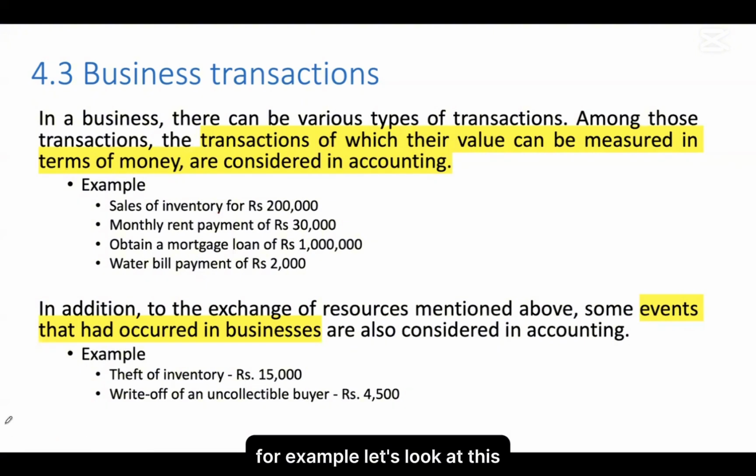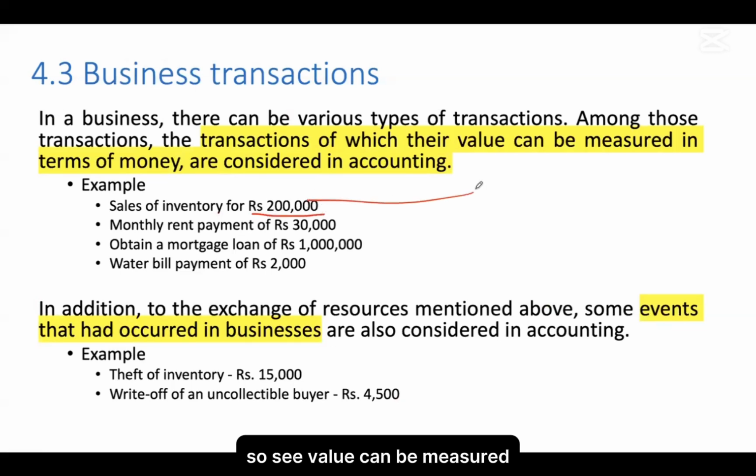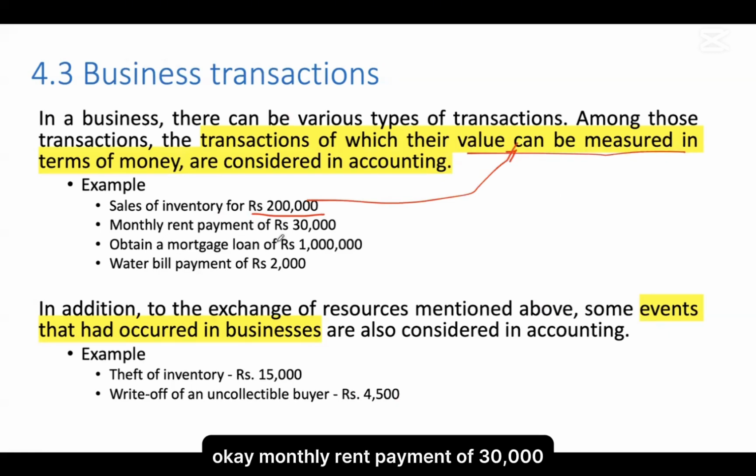For example, let's look at the sale of inventory for rupees 200,000. See, the value can be measured. Monthly rent payment of 30,000, obtaining a mortgage loan of 1 million, water bill payment of 2,000. You can see the value can be measured.